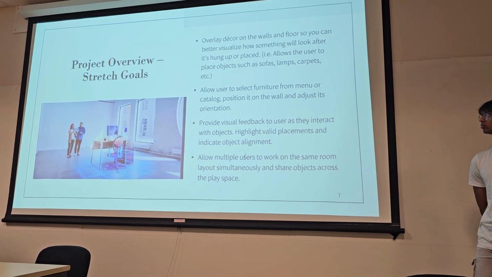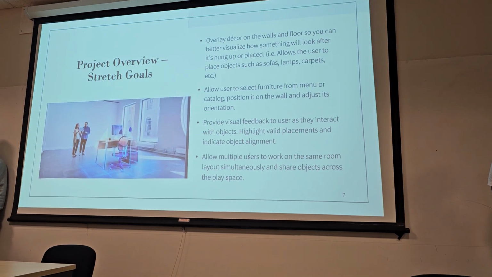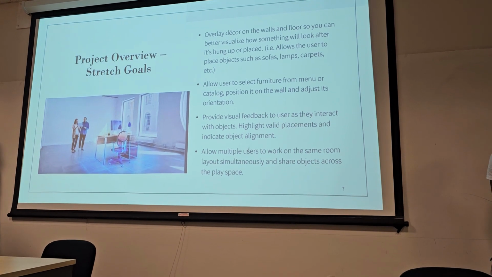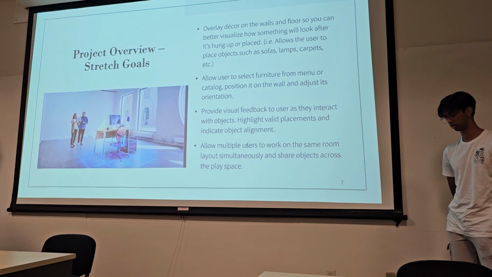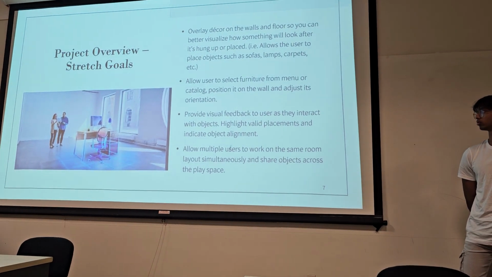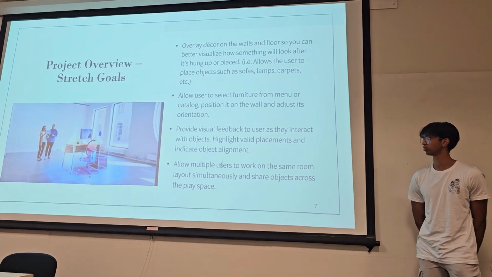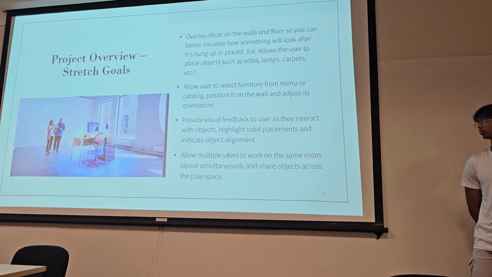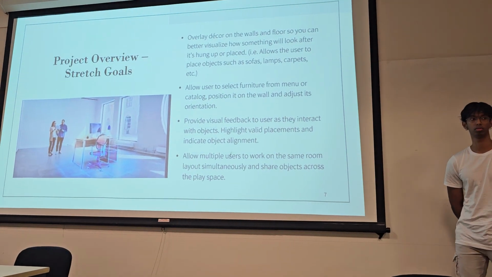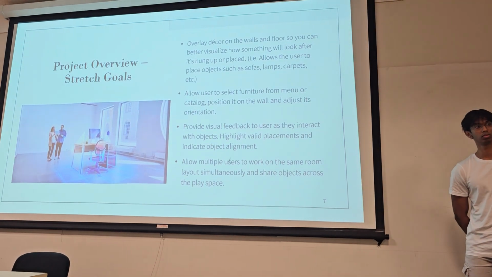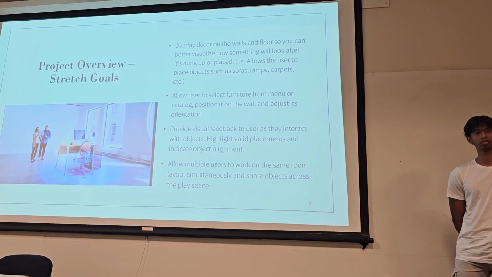Provide visual feedback to users as they interact with objects. So for example, if you see a wall there, you can't just put it halfway in and accept it there. It would give you maybe a red line and green line to say yes, you can place it here. And then allow multiple users to work on the same room layout simultaneously and share objects across the play space. So maybe people working in the same room together as if they'd be designing in real life, and they could see what changes you're making together.